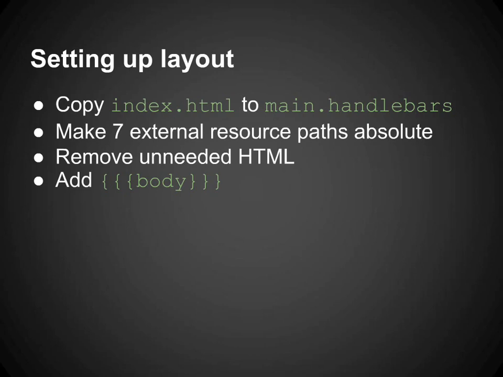In the index.html file, which we're going to use for our layout, there are 7 external resources, JavaScript, CSS. Those are all included with relative paths. So you can just open the file in a browser and it will resolve, but we want to use absolute paths because we're actually creating a server. So we're going to change those 7 resources. We're going to remove any HTML that we don't need or want. And then we're going to add a body in triple curly brackets, and we'll talk about why we use triple curly brackets here in a second. Okay, so I'm going to switch back over.